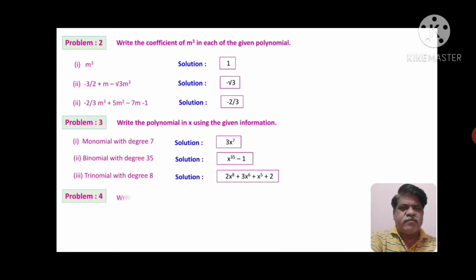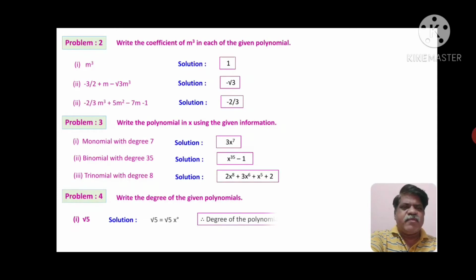Now problem number 4. Write the degree of the given polynomials. Out of this, number first is root 5. Here you could see it is a constant polynomial. Therefore root 5 could be written as root 5 into x raised to 0. X raised to 0 is 1. Therefore the degree of the given polynomial is equal to 0. Now consider second, x raised to 0. Since they have given already x raised to 0, the degree of this polynomial will be equal to 0.